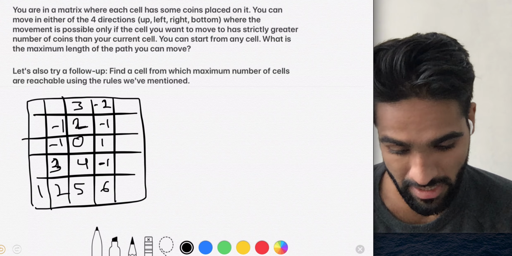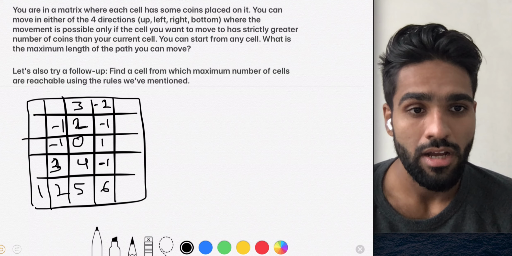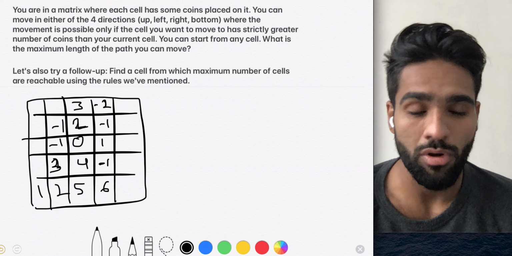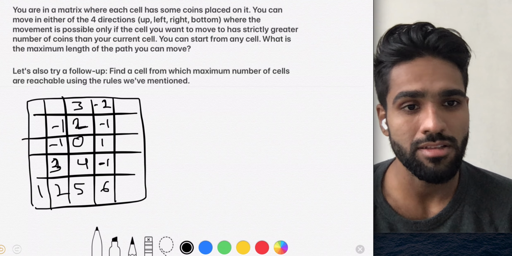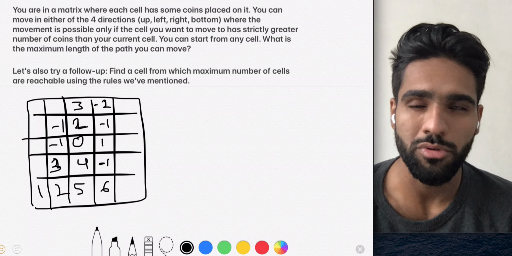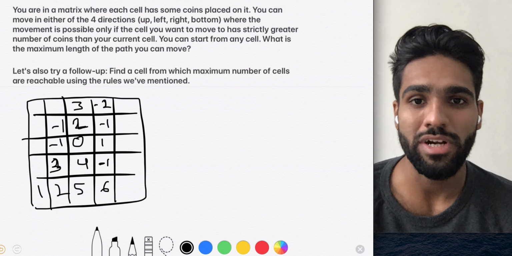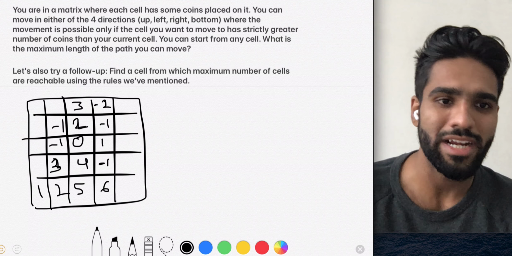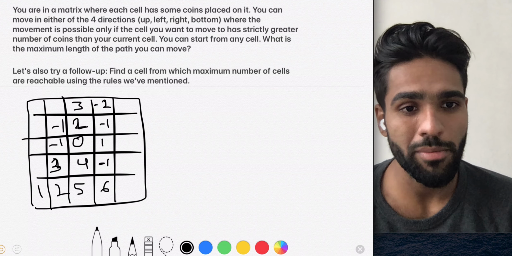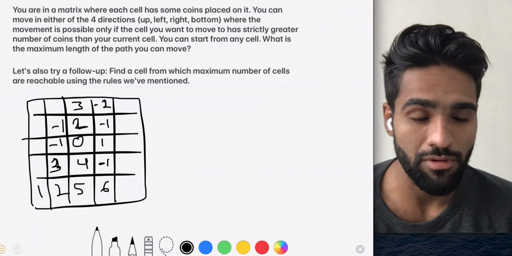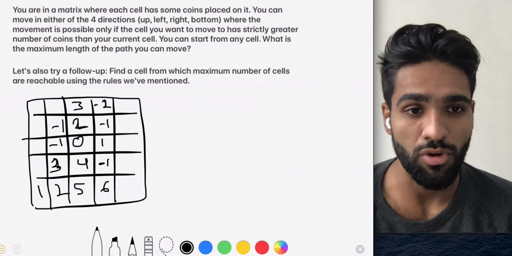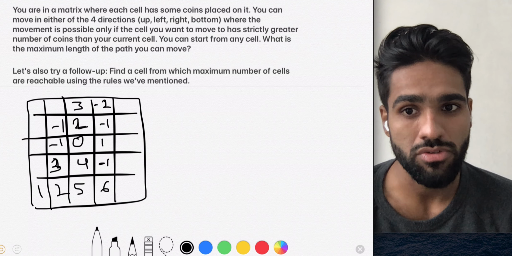You're in a matrix and each cell has some coins on it. There are some rules of how you can walk through this matrix. From a cell that has a value X, you can only go to a surrounding cell around it if the value on that cell is greater than X, and it's strictly greater. So you can start from any cell, and the objective is to traverse as many cells as possible. So that's the question.